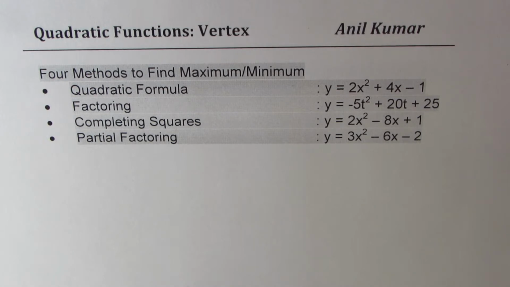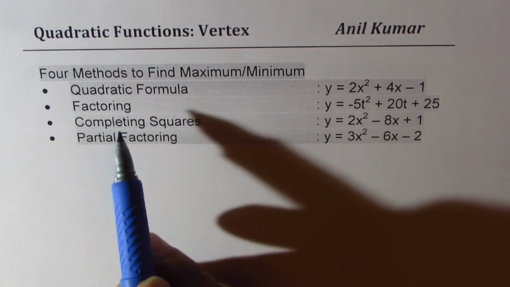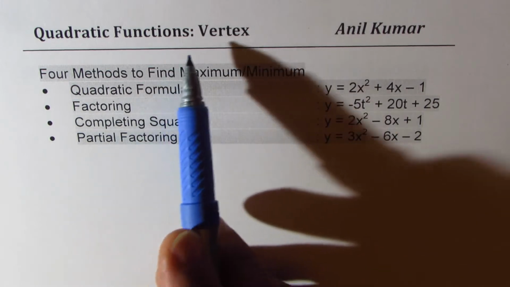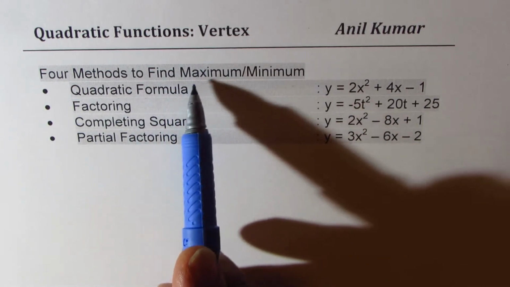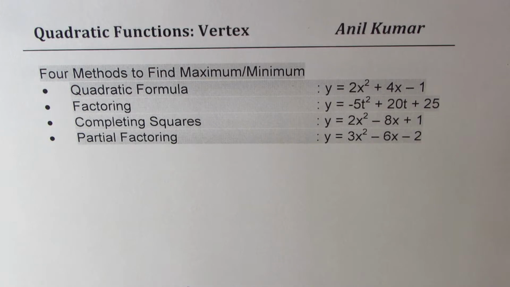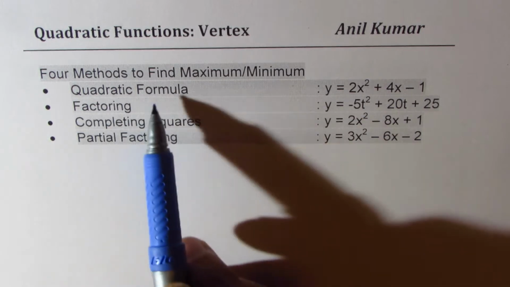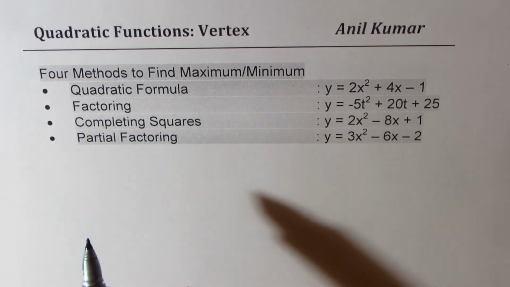Now we will discuss how to find the vertex of any parabola given its equation. There are four different ways of finding the vertex, and as you know, the vertex of a parabola can be a maximum or a minimum value. So we'll discuss how to use these different methods to find the vertex.